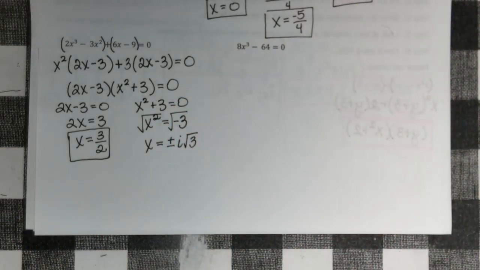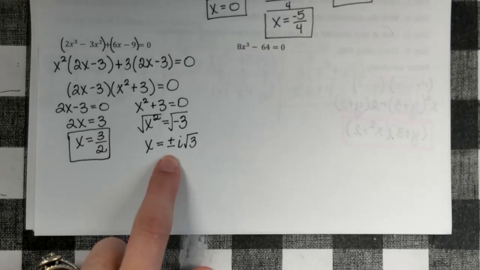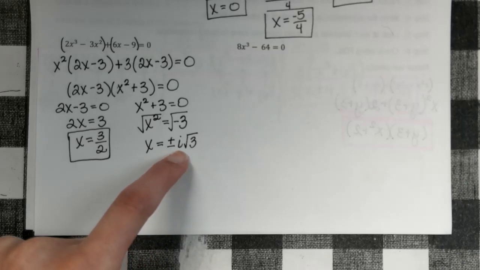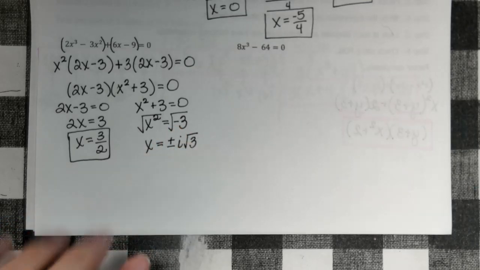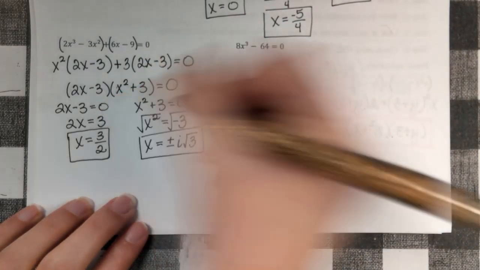Y'all were all on the same path. I just have to put it together. So plus or minus, because anytime you take a square root, you have a positive and negative solution. I have i from taking the square root of a negative, and then the square root of 3 would not simplify. Okay?